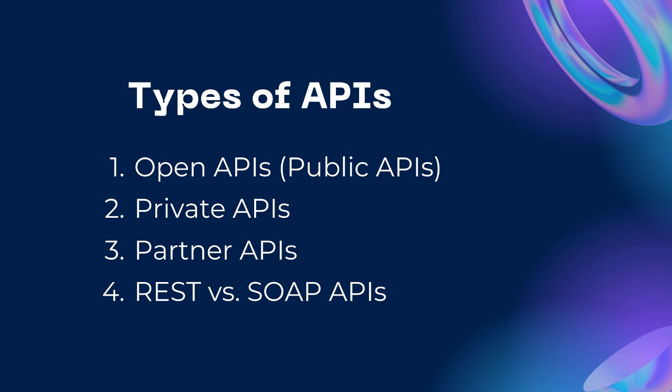Number 2, private APIs. These are only accessible within an organization. Companies use them to share information between internal services. Number 3, partner APIs. These are shared with specific external partners. For example, a payment gateway might provide an API to merchants.